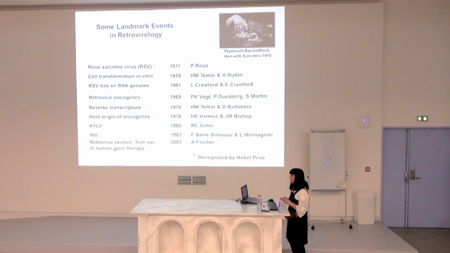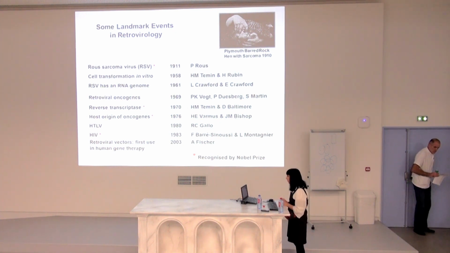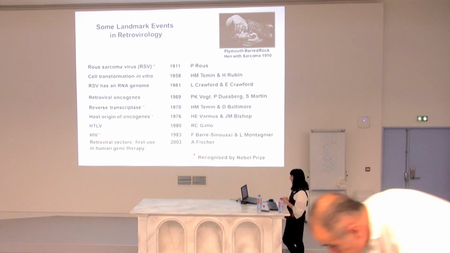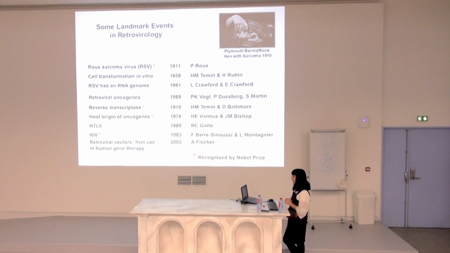Now, some landmark events in the history of retrovirology. We are discussing common retroviruses. We all know Rous sarcoma virus in 1911, then cell transformation in vitro by Temin and the Italian Dulbecco, the discovery that Rous sarcoma virus had an RNA genome, and then the discovery in 1969 of retroviral oncogenes by Vogt, Martin, and Duesberg.